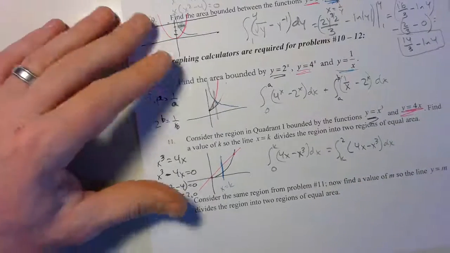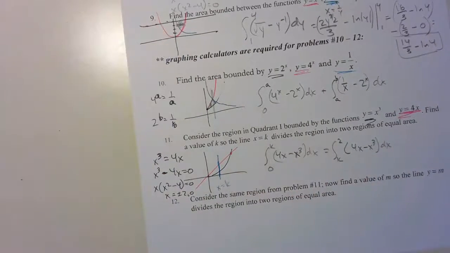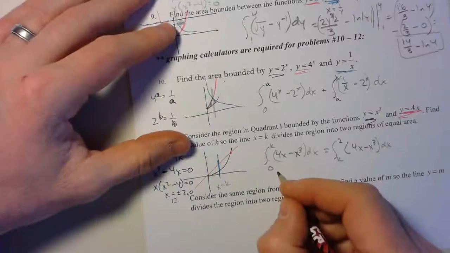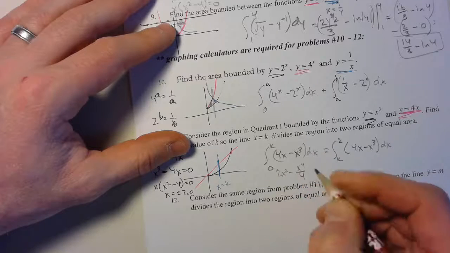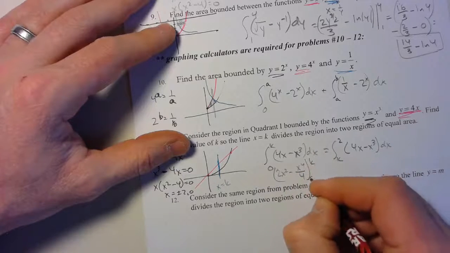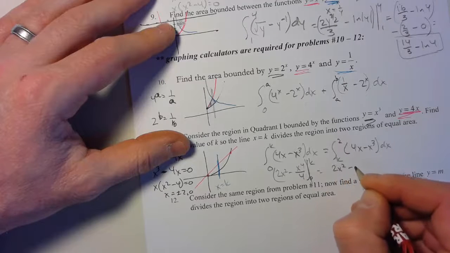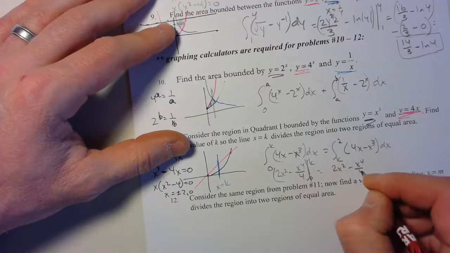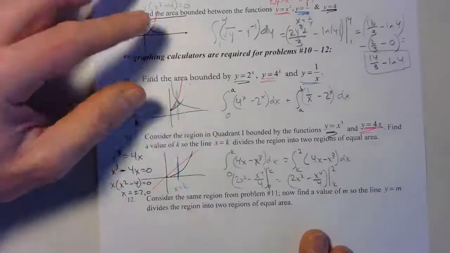You can't really do this with a calculator. It says it's calculator active, but you're going to actually have to calculate this. It does not say write an expression. It says find a value, so we have to integrate this. So this is going to be 2x squared minus x to the 4th over 4 from 0 to k. And this is going to be the same thing, 2x squared minus x to the 4th over 4 from k to 2. I'm going to evaluate each of these.